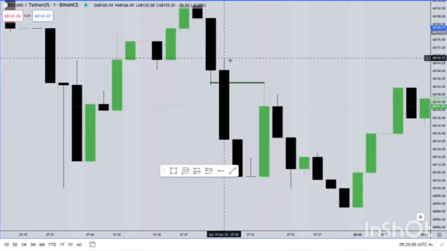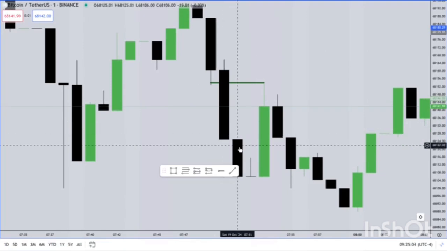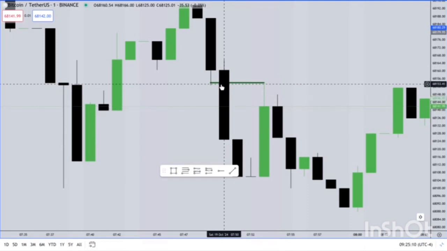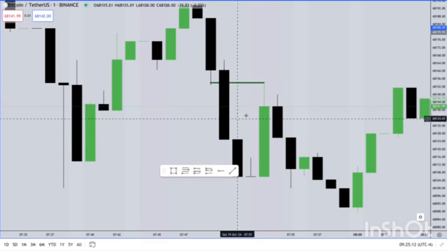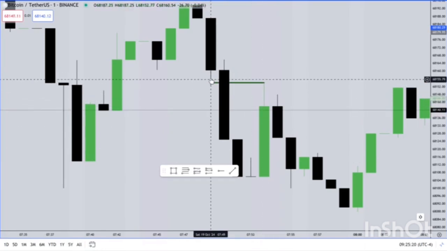Now this is the displacement, this is another displacement, and this is another displacement. Now this wick and this wick did not touch each other, so it leaves this place open. There's a space open here, a very big space open here. So the market went back and retested this candlestick, the down close candlestick. It retests it at that level.